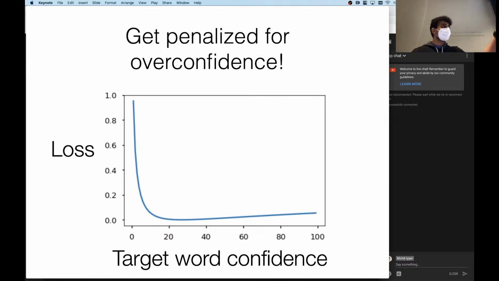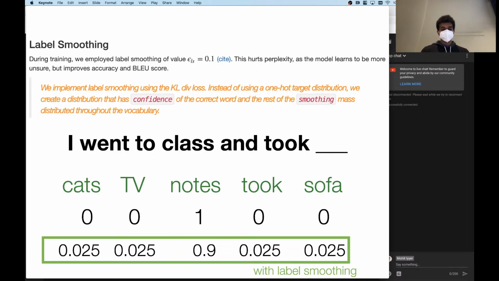Do you have a question? So when we do label smoothing, is there a way to distribute the mass instead of doing it equally? Yeah, so the question is, in label smoothing, the way it's described is you just evenly distribute this probability mass that you stole from "notes" across the rest of the vocabulary, but there could be a more intelligent way of doing this, right? You could distribute the mass to synonyms of "notes" or words with the same part of speech or something like that. I'm not sure if anyone has tried this.